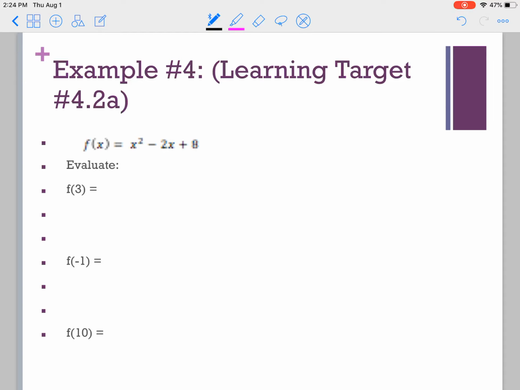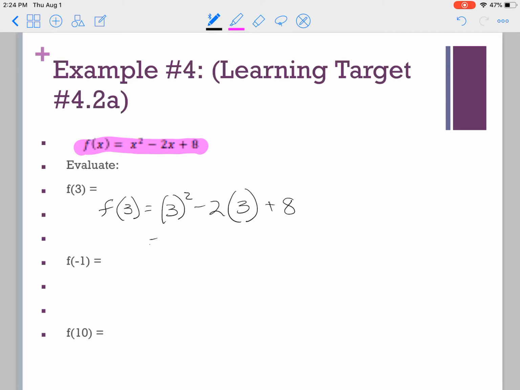So I'm going to copy this equation, but I'm going to put in a 3 everywhere I see an x. So f of x, so f of 3 equals x squared. So parentheses 3 squared. Remember, I put the parentheses there in case we have a negative number. Make sure I get the right answer. Minus 2 times x, so minus 2 times 3, plus 8.